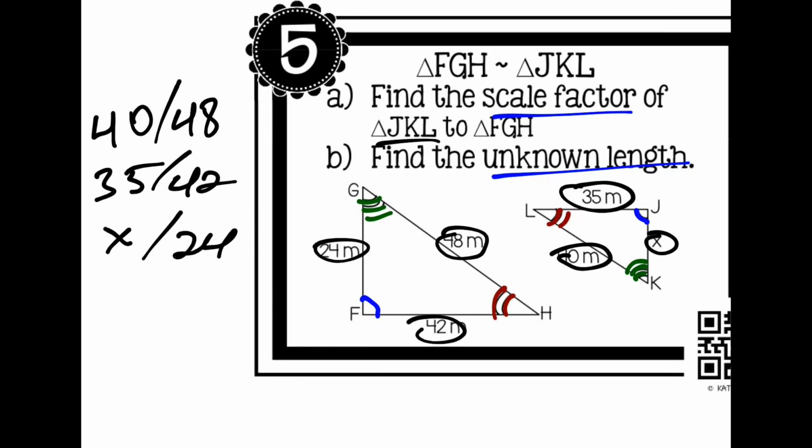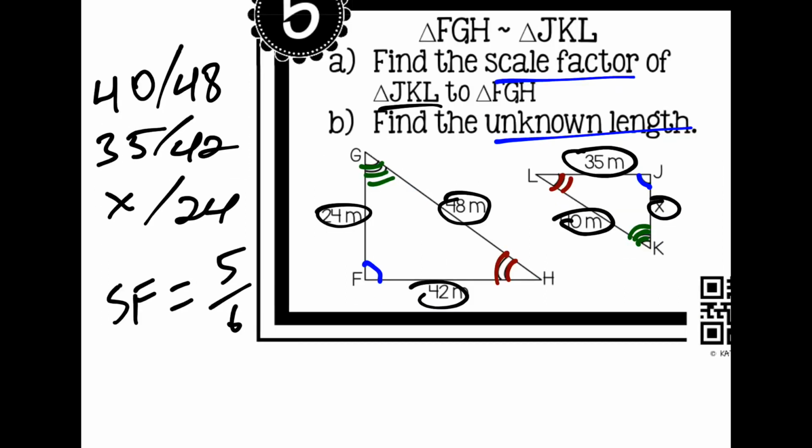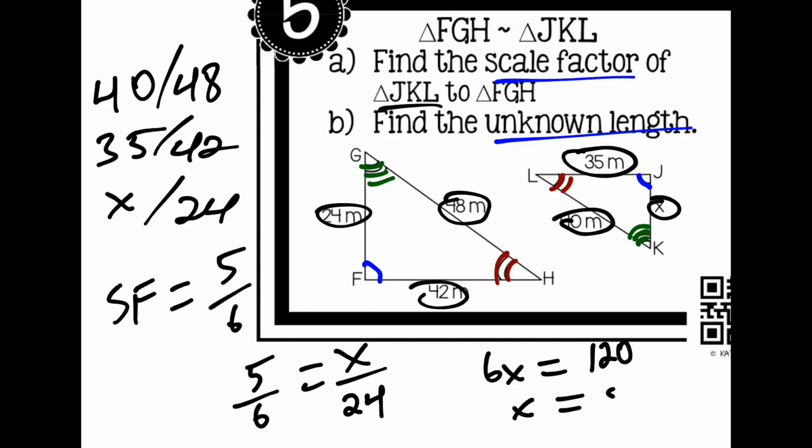If we reduce these fractions, like 40 over 48, we find that our scale factor is equal to 5 over 6. To figure out x over 24, well, personally, I would probably do 24 divided by 6 times 5. But we could cross multiply. 24 times 5 is equal to 6x. When we divide both sides by 6, we get x equals 20.